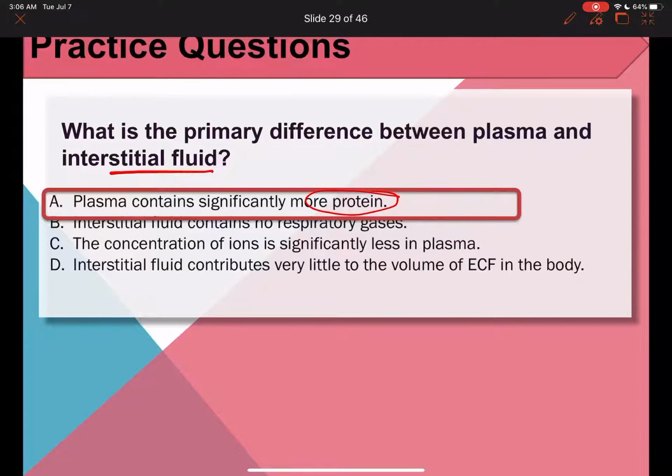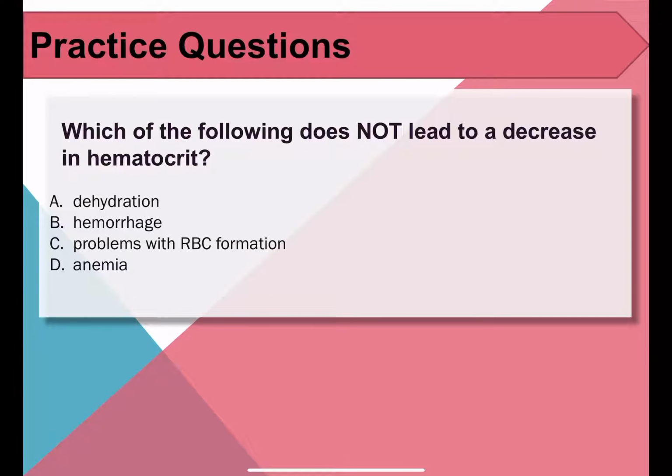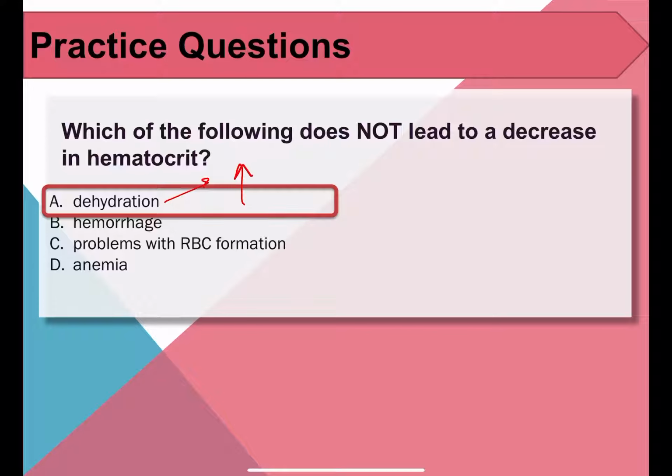Okay. Which of the following does not lead to decrease in hematocrit? Dehydration. Okay, remember dehydration causes an increase in hematocrit because you lower the amount of plasma level, which makes your formed elements a lot higher percentage compared to the whole blood volume.